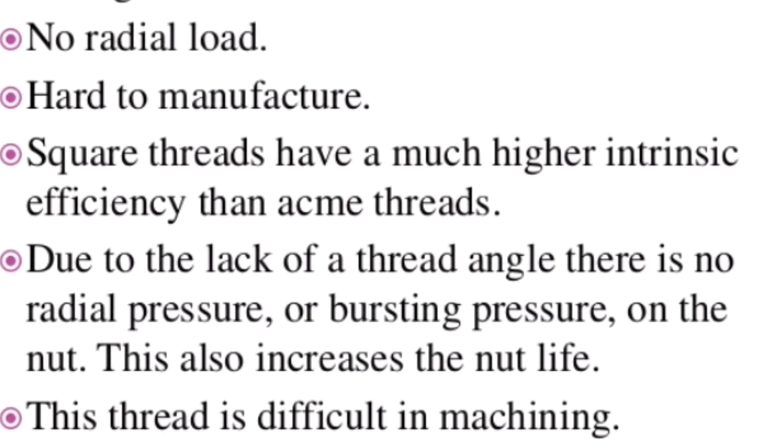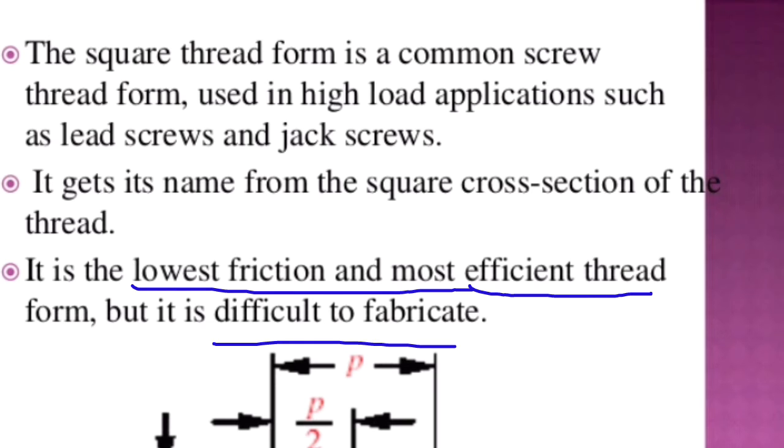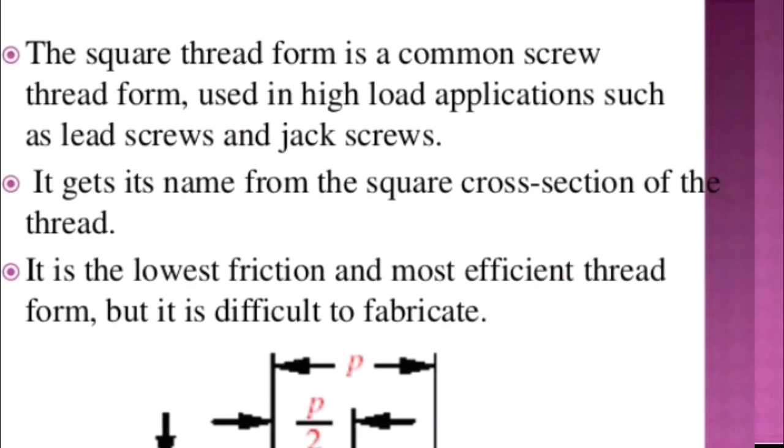The thread is difficult in machining. We have already discussed these points. There is no angle provided for square threads, so there are no radial or bursting pressures acting on them. The square thread form is a common screw thread form used in high load applications such as lead screws and jack screws. Based on the cross section of the thread, these are called square threads. It is the lowest friction and most efficient form, but it is difficult to fabricate. So this is a clear view of the square threads.